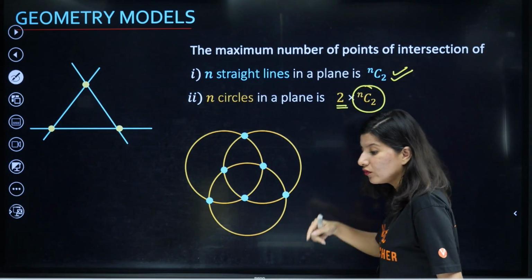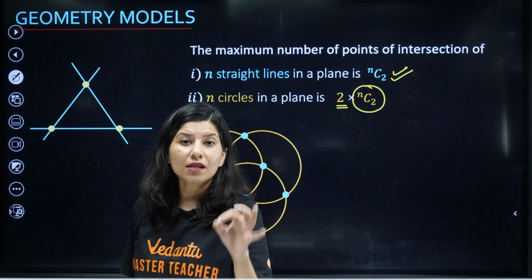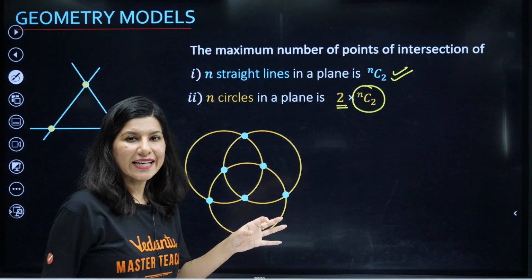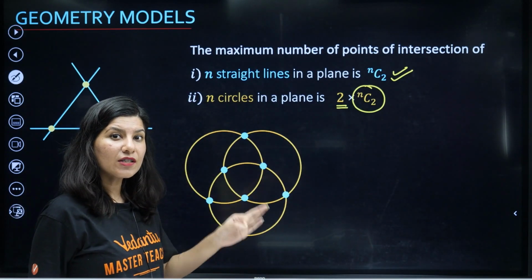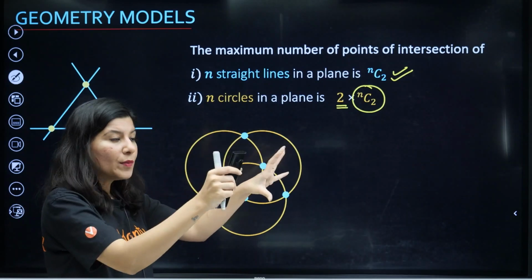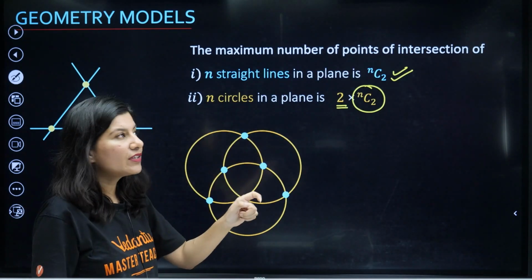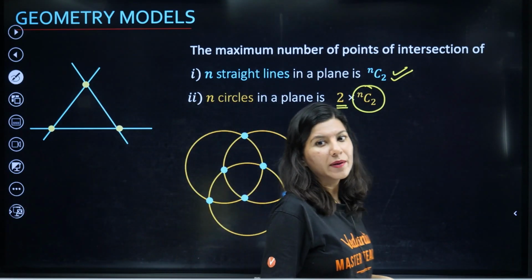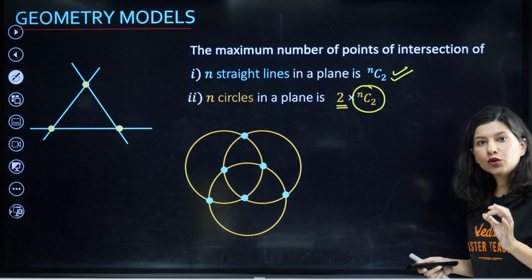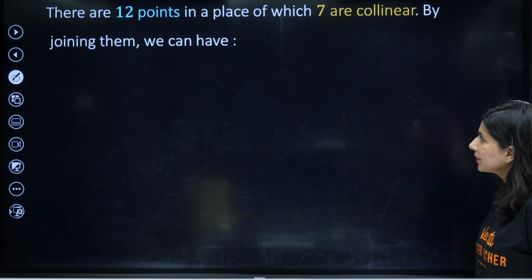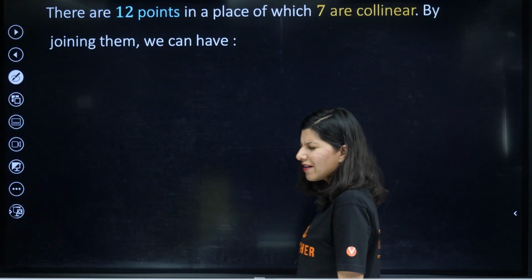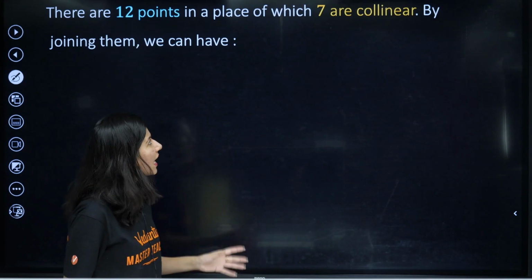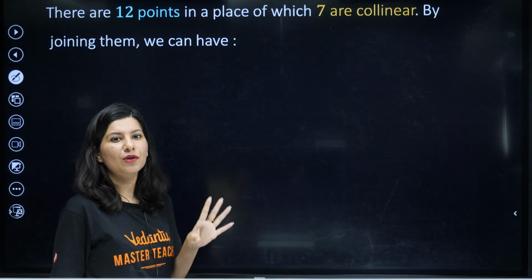So this is NC2, which will give you how many unique pairs of circles you can select. The moment you have selected 2 circles, the points of intersection will be multiplied by 2, because we are getting 2 intersection points over here. Okay, chalo. Now I guess we have understood everything in this. We can start solving problems.